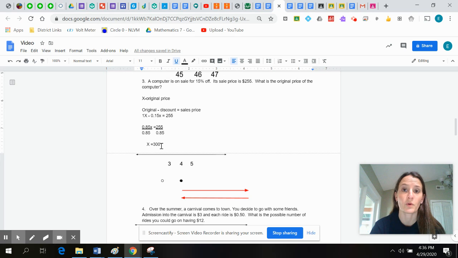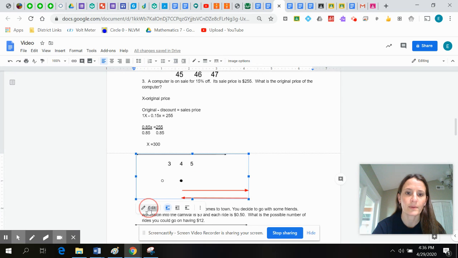If you were to work backwards and check your work, and you were to take a 15% discount, 15% of $300, you would get $45, and 300 minus 45 gives us the $255 computer that's on sale. So always go back and check your work. Does your answer make sense?